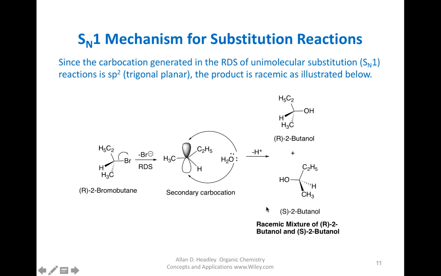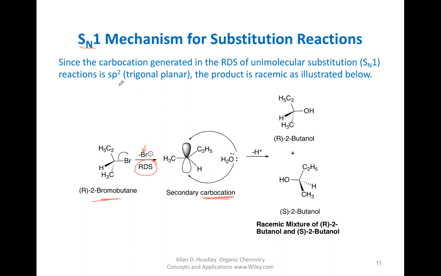Let us look at the stereochemistry of the products. Remember, for the SN2 we had an inversion because the nucleophile had to come in from the rear and invert the stereochemistry to produce the product. For the SN1 mechanism, however, a carbocation is generated. So if we start out here with an optically active electrophile, once the bromine leaves as a bromide, as shown here in the rate determining step, a carbocation is generated.